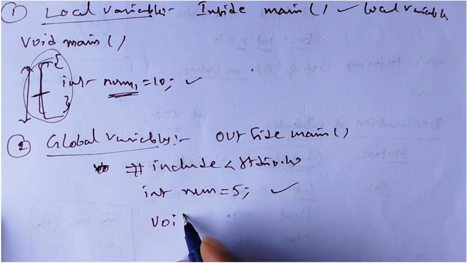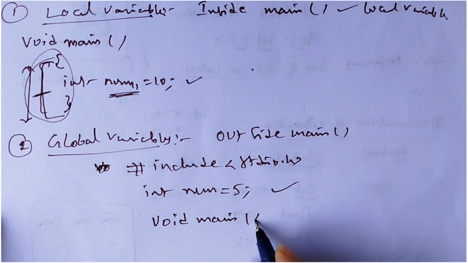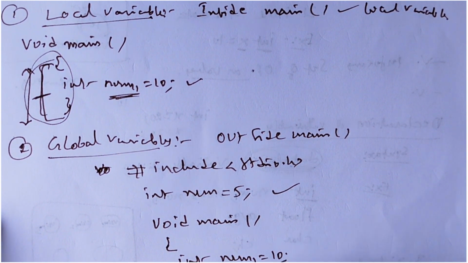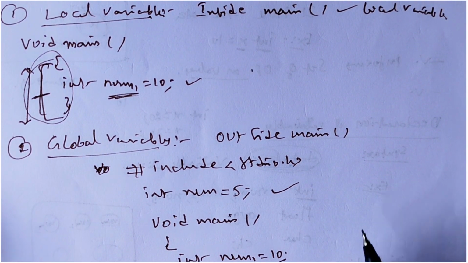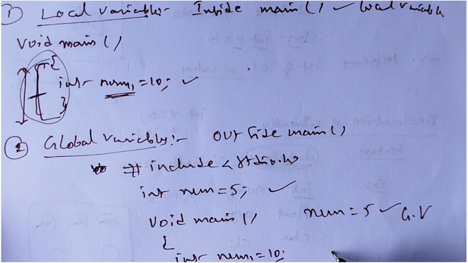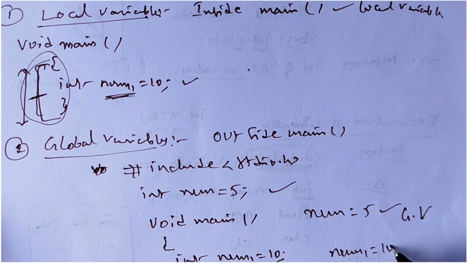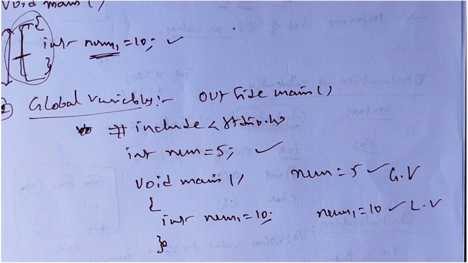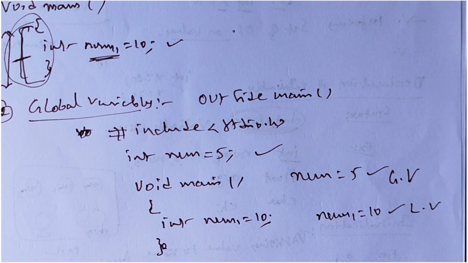Okay, don't get confused here. In void main, here I am writing int num1 equals 10. What about these two? Here num equals 5 is the global variable, and here num1 equals 10 is the local variable. Global variable and local variable. This is about variables. If you have any doubts, please ask me in the comment section. Okay, first of all, what does variable mean? A variable is nothing but a memory location which will store the data.